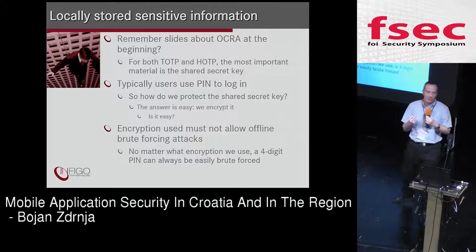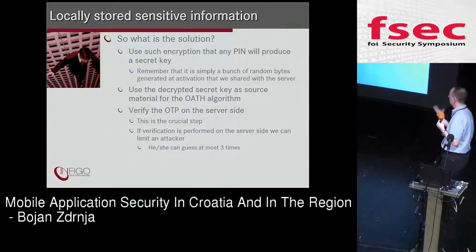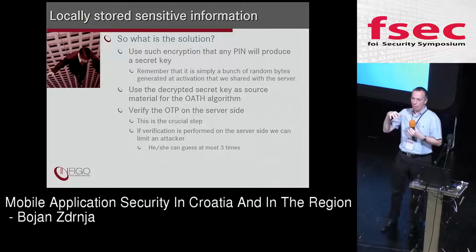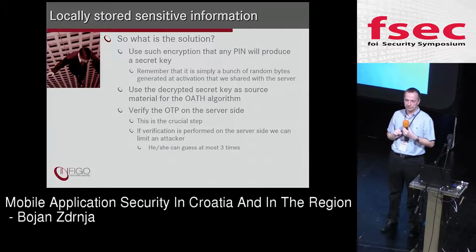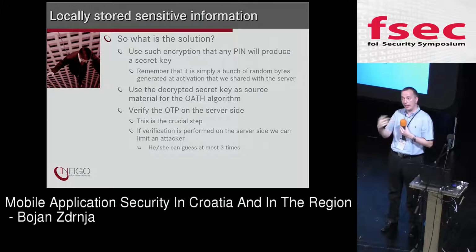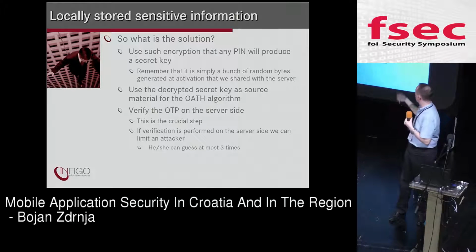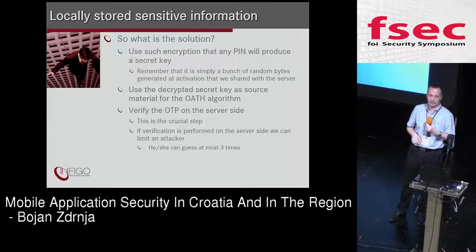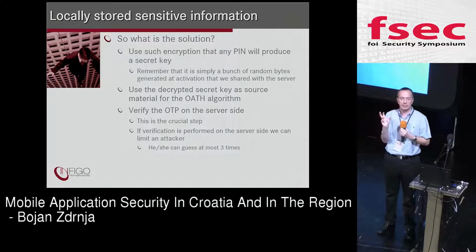So basically what we want to do here is use some kind of encryption algorithm which will always return some decrypted bytes no matter what PIN we enter. If you enter the good PIN, we get back the good 20 bytes. If you enter a bad PIN, we get back another 20 bytes, which look completely random, but the attacker cannot know that he entered the bad PIN. The only way to verify it is to actually calculate the one-time password and send it to the bank. So that's the only way. He cannot do offline brute forcing. Why? Because every PIN will produce 20 bytes of something, and there is absolutely no way for him to know if those 20 bytes are okay or not.